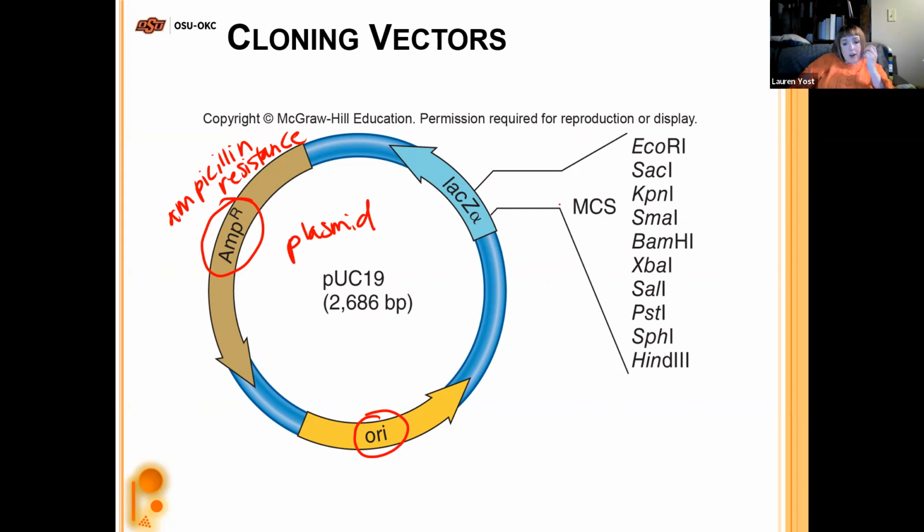And then we have an area in here called the multiple cloning site. And it is just what it looks like. Remember how we were talking about EcoRI and we talked about HindIII down here. These are all restriction sites where restriction endonucleases, which are listed here, can cut. So there's a whole slew of sites that you can cut with these specific restriction endonucleases.